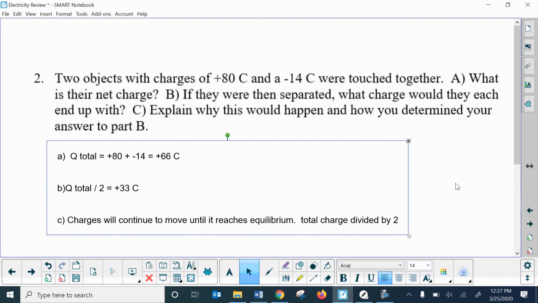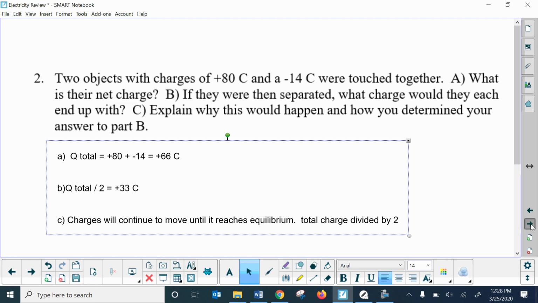Second one, I didn't have a block up, but that's okay. So you got two charges, 80 and negative 14, and you want to know their net charge, so it's just adding. So 80 plus negative 14 gets you positive 66. If they're touched and then separated, what charge would they end up with? So you just divide that 66 by 2 and you get 33. And the reason why this happens is the charges just keep moving and trying to balance out or reach equilibrium, and they continue to do that until they reach equilibrium. So to get the charge on each one, you just take the total charge and divide it by 2.